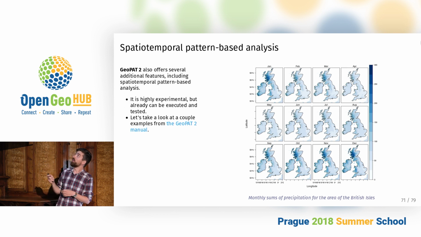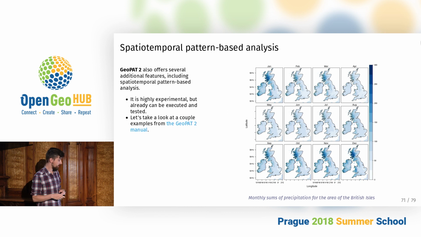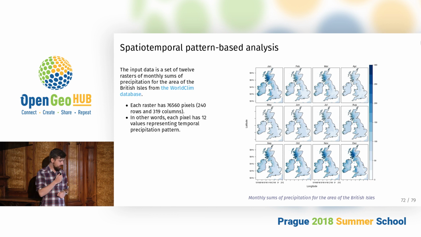And you can see that some areas have more precipitation, some have less. You can ask and answer very similar questions to those that I showed you before. This dataset is just 240 by 319 pixels, and each pixel has only 12 values. But as I told you before, you can have more values or maybe more dimensions of values as well.